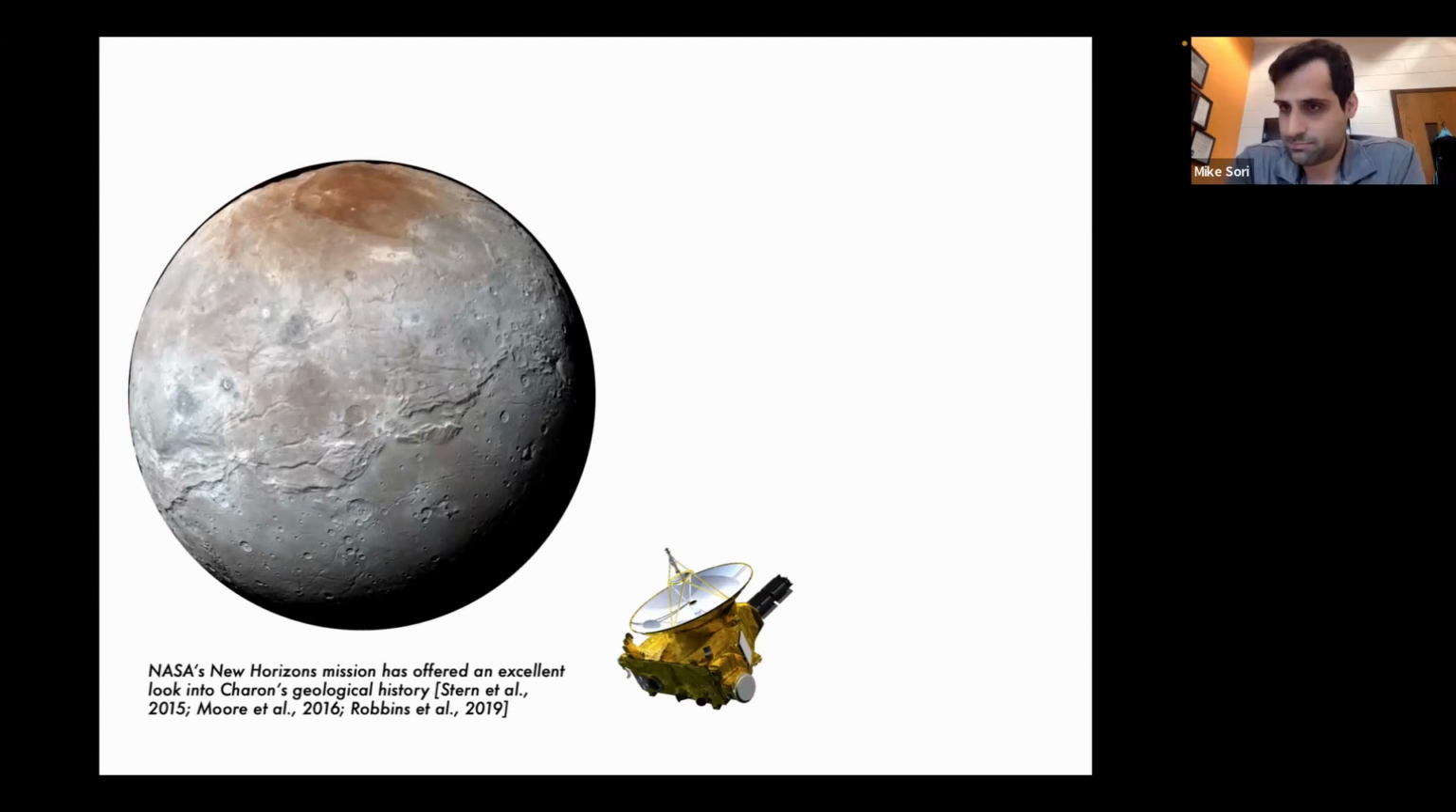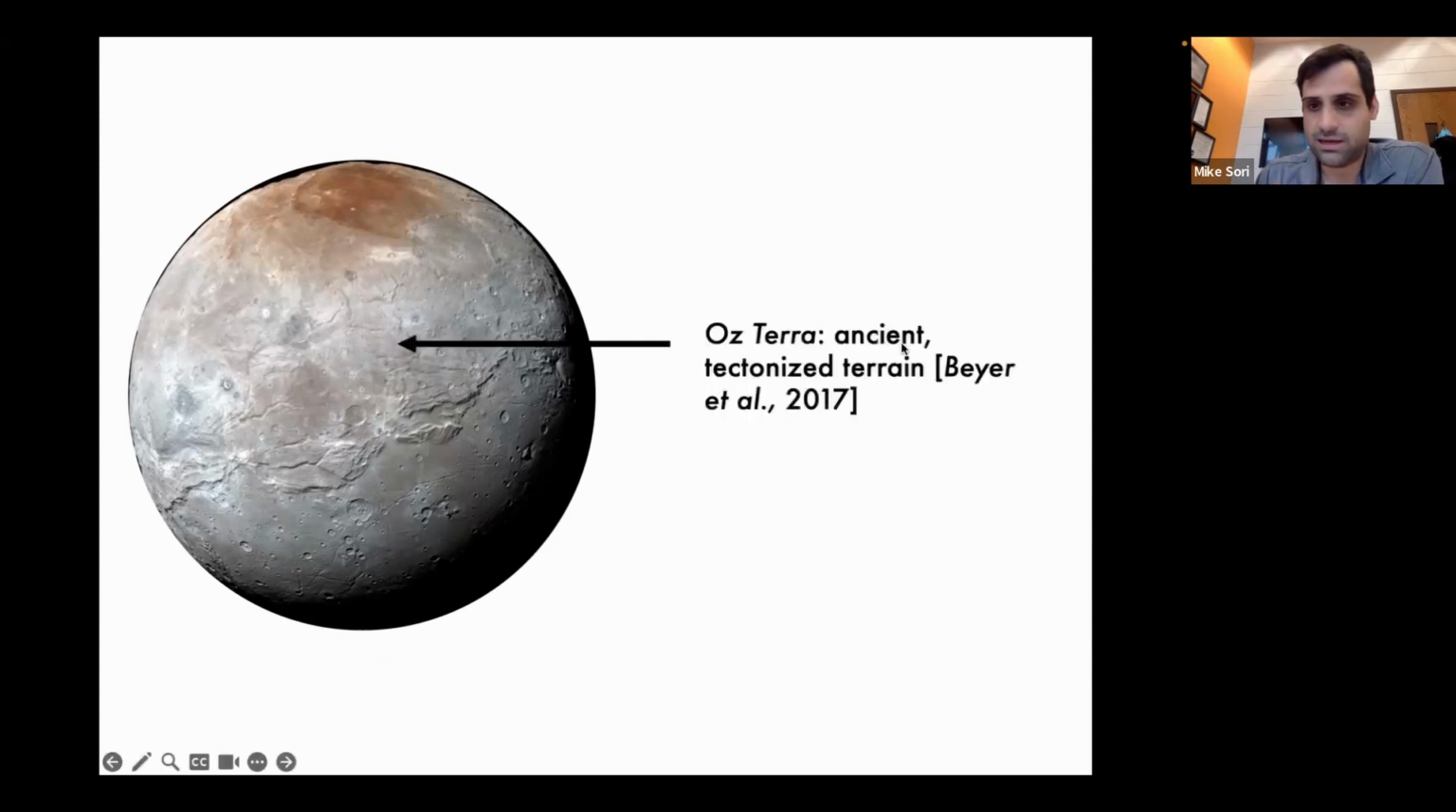Okay, so here's our global view of Charon. The New Horizons mission returned all this great data. That's the spacecraft in the bottom of the picture. And a quick primer into what we're looking at here. The middle terrain is called Oz Terra. We won't talk about it too much in this talk. It's sort of an ancient, very old cratered tectonized terrain.